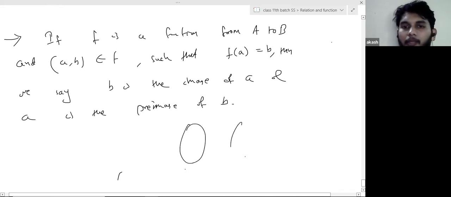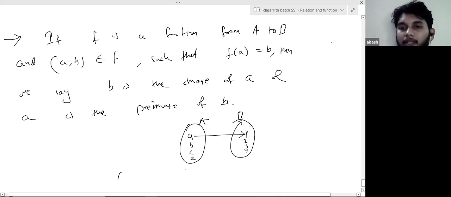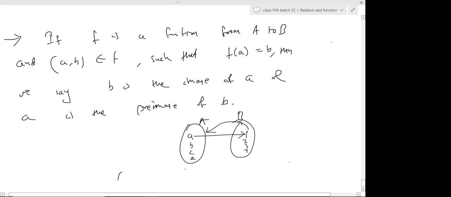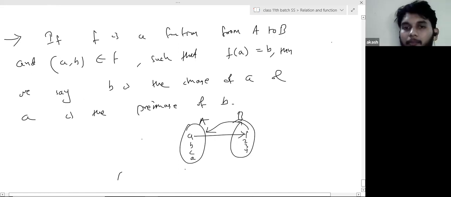What this means is if we have two sets A and B, if you put a in the function and you receive 1, then we will say 1 is the image of a and a is the pre-image of 1. Again, if suppose we get this ordered pair (a, 1), what does this mean? A is related to 1, right?